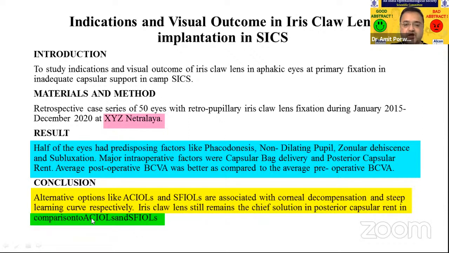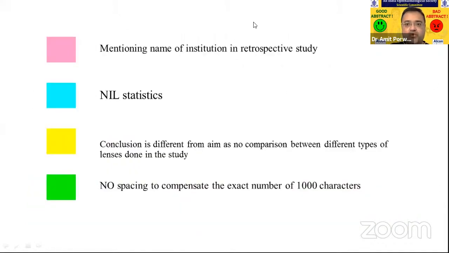Then again, when you have a word constraint, you are supposed to finish in 1000 characters. Now what a person does, I have been evaluating so many abstracts, I come across this, the one highlighted in green. Because the character count was limited to 1000, there are no spaces left. So they have joined all the words. There is no spacing. So grammar has to be taken care of. All these things have to be taken care of, and you have to write a proper abstract.